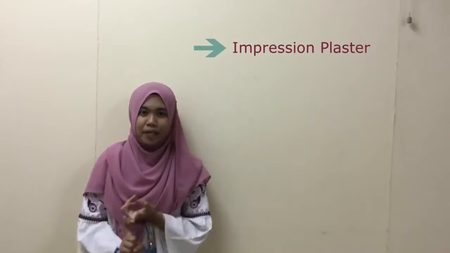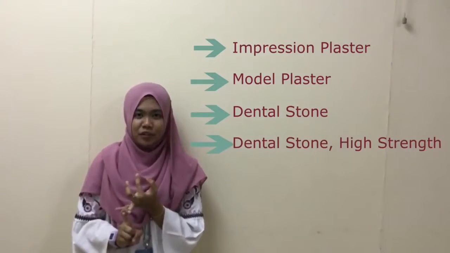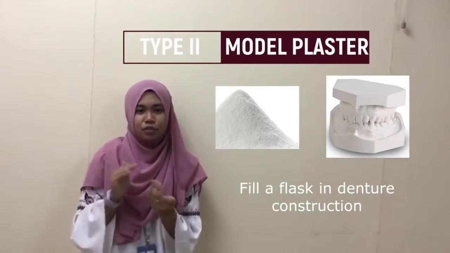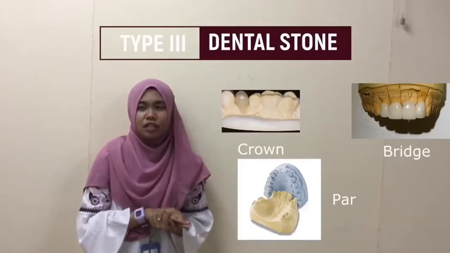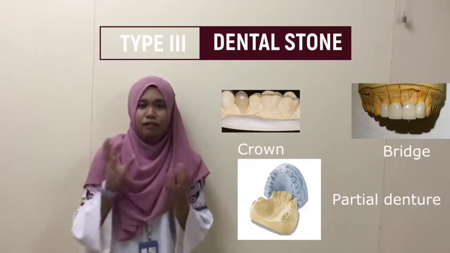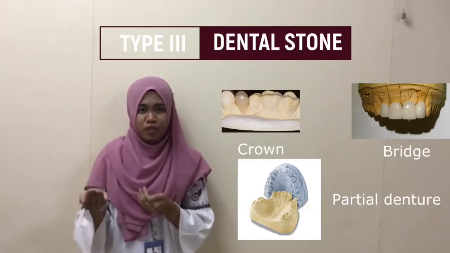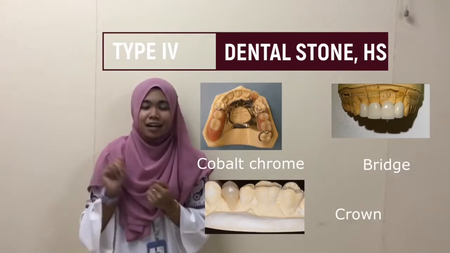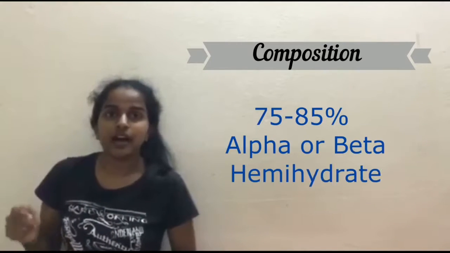Gypsum products can be divided into 5 types: the impression plaster, the model plaster, the dental stone, dental stone with high strength, and dental stone with high strength and also high expansion. The impression plaster is used to impress the upper denture. The model plaster is used to fill in the flasks used to construct a denture. The dental stone is used for a study model of the partial denture, constructing the crown and also bridge. And the dental stone with high strength is also used for the cobalt chrome partial denture, crown and also bridge.